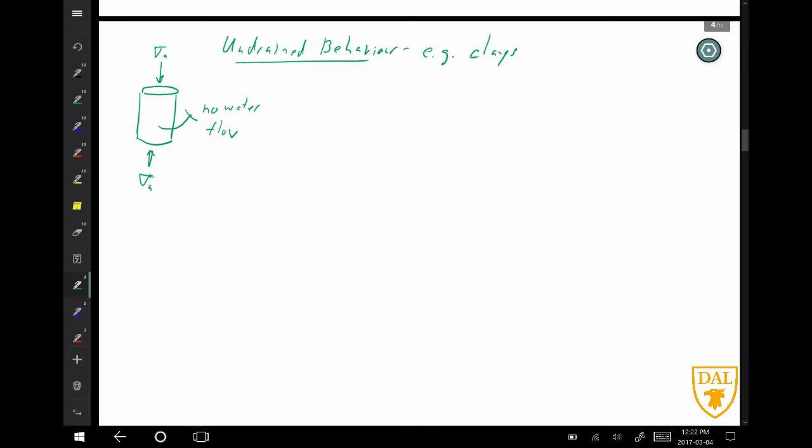All right, so if no water can flow, definitely some pore pressures are going to build up. But also because no water can flow, the voids can't change in size. They're full of water. The water's not going anywhere, and we're assuming that the water and the soil are incompressible. So the voids cannot change in size. Therefore, the overall sample experiences no volume change.